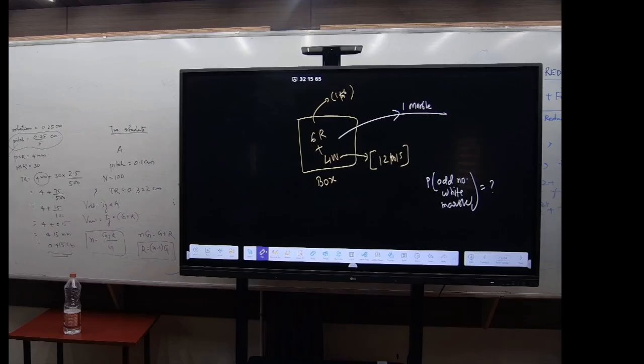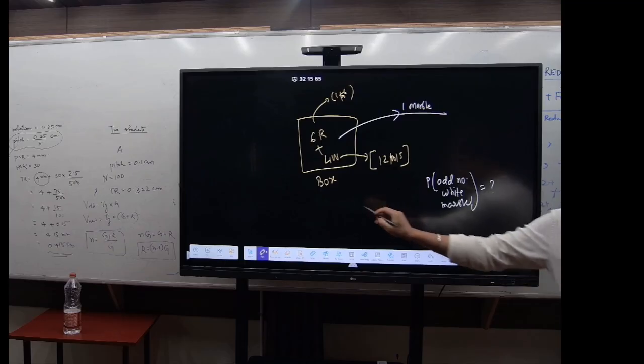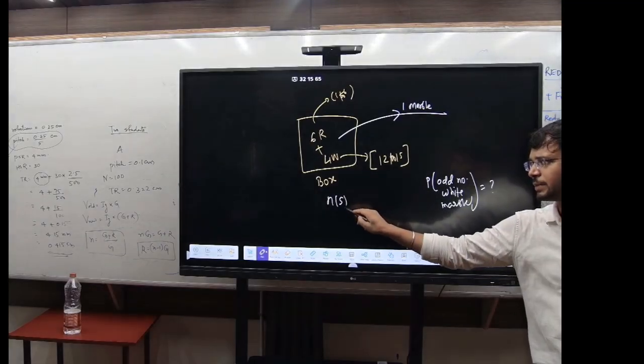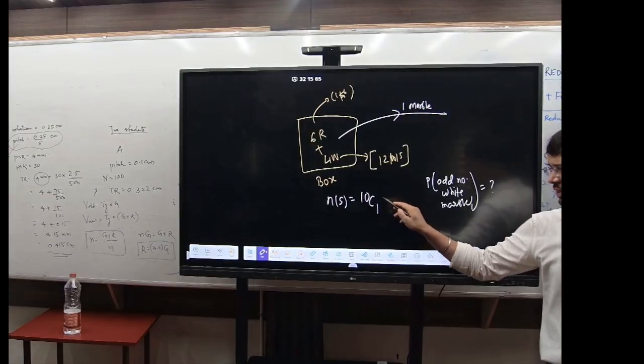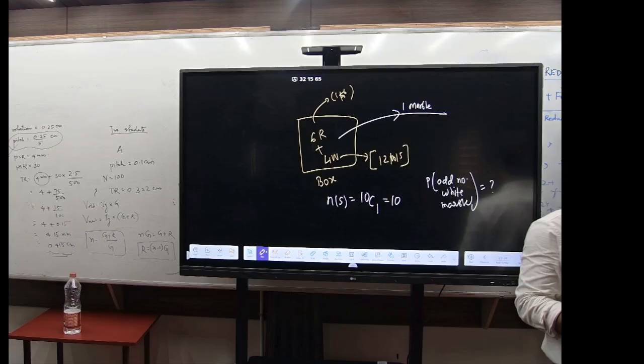Now understand the scenario. There is a box containing 6 red marbles and 4 white marbles, so total 10 marbles. One marble is drawn. Now tell me how many ways you can draw one marble out of 10 marbles. That will be the sample space. You have 10, and you take 1, so 10C1 is 10. The sample space is 10.